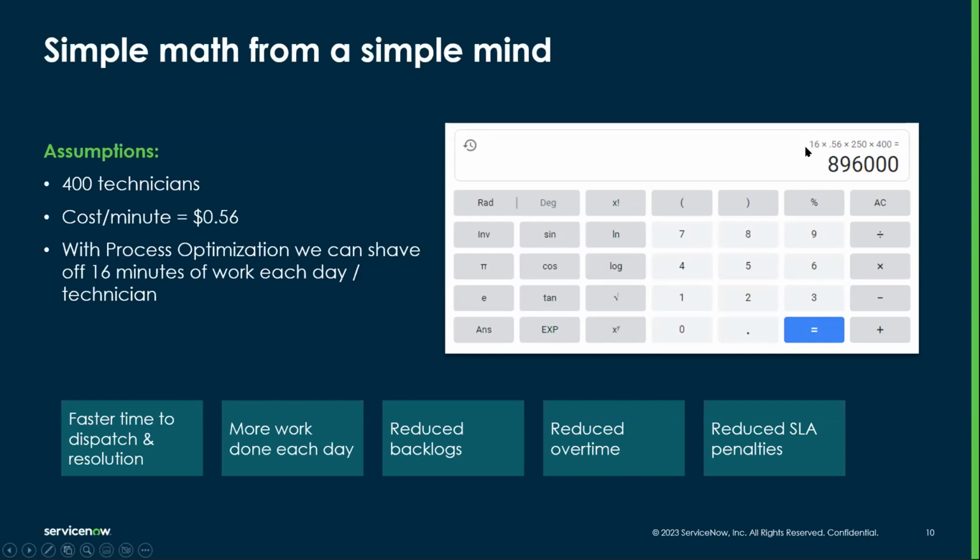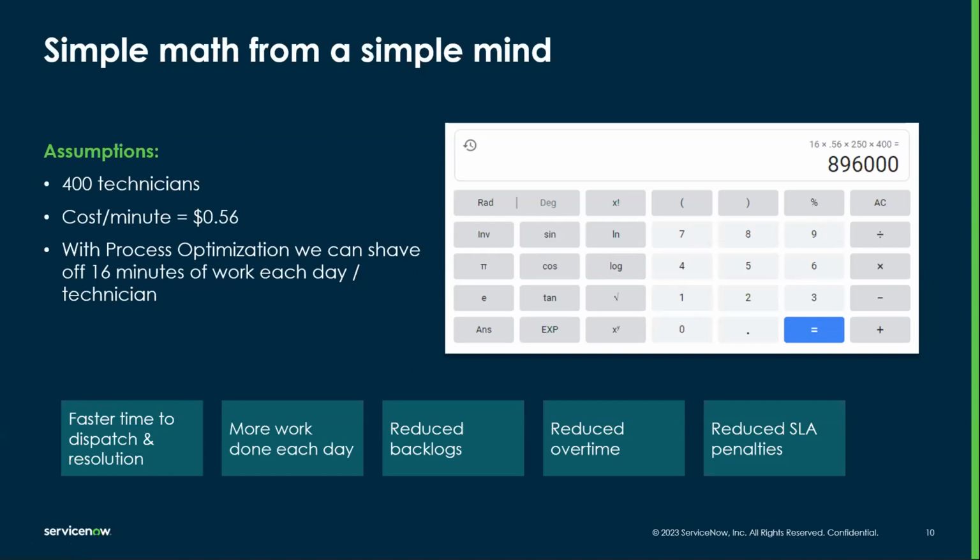But financially, again, simple math, this is just a Google calculator, 16 minutes a day at 56 cents a minute times 250 working days times 400 technicians is almost $900,000 annual savings just in that. That's not including what you're saving by reducing that overtime or reducing those SLA penalties. It's just by redeploying those minutes and getting smarter with those minutes that you're saving.